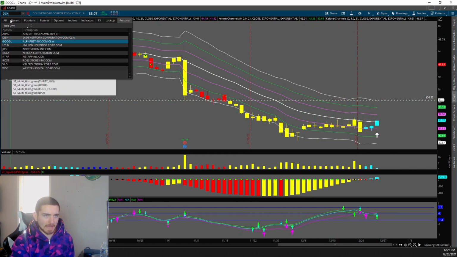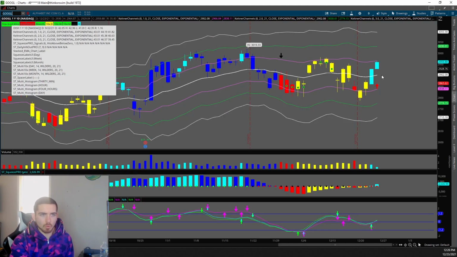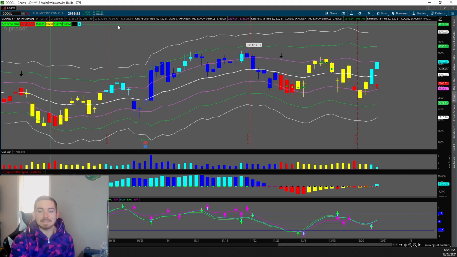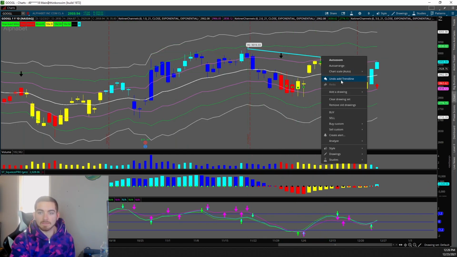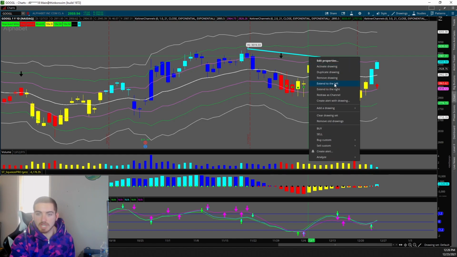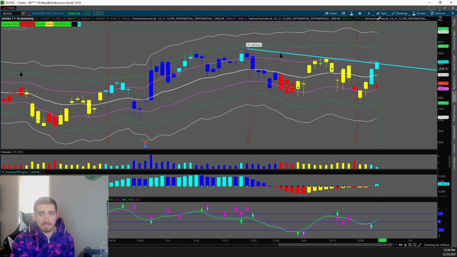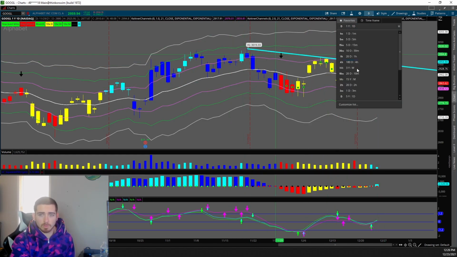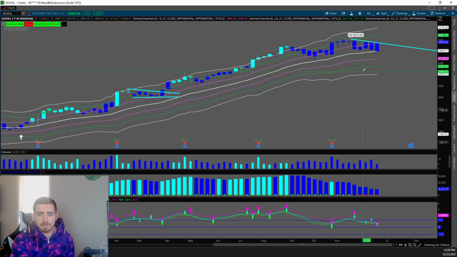We could also go down to Google. If we go to Google, Google is currently squeezing on the daily and the weekly. So this is something that I would like to pay attention to. We got this trend line right here. We project it to the right. Boom. If Google breaks out above here, we could possibly see all-time highs on Google and maybe even higher from there. If we're looking at Google here, we can see that it's been squeezing for the last 4 weeks.